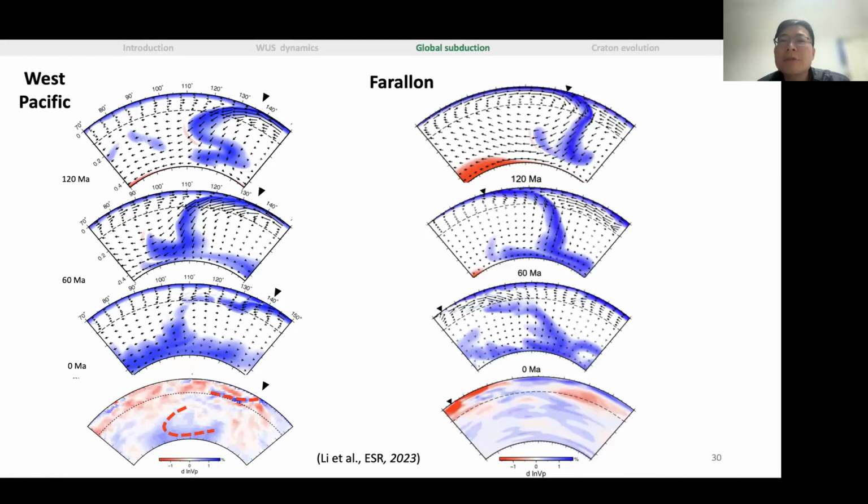On the Eastern Pacific, which is dominated by the Farallon subduction, of course, at the same time, you see similar behavior: steep subduction, flat subduction, and stagnant slab, right? So it's remarkably similar. The two sides of the Pacific are almost like a mirror image of each other.